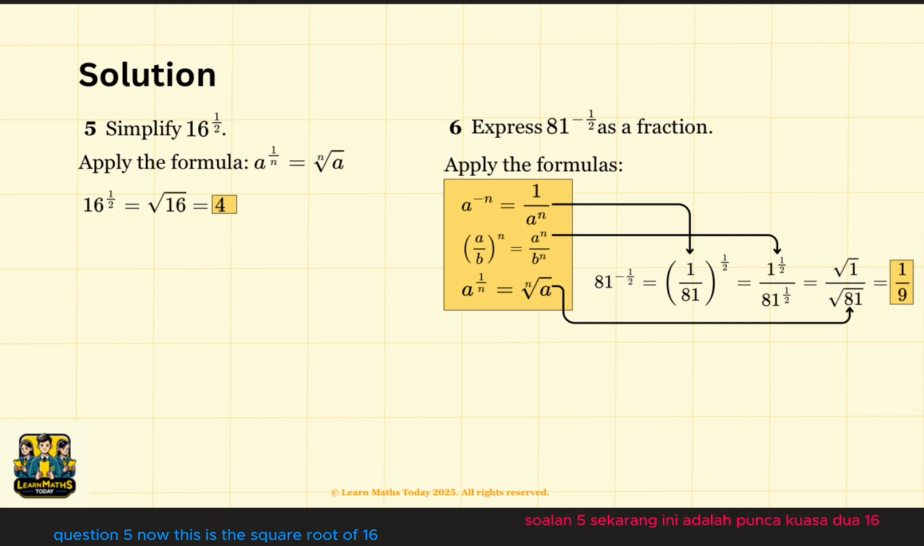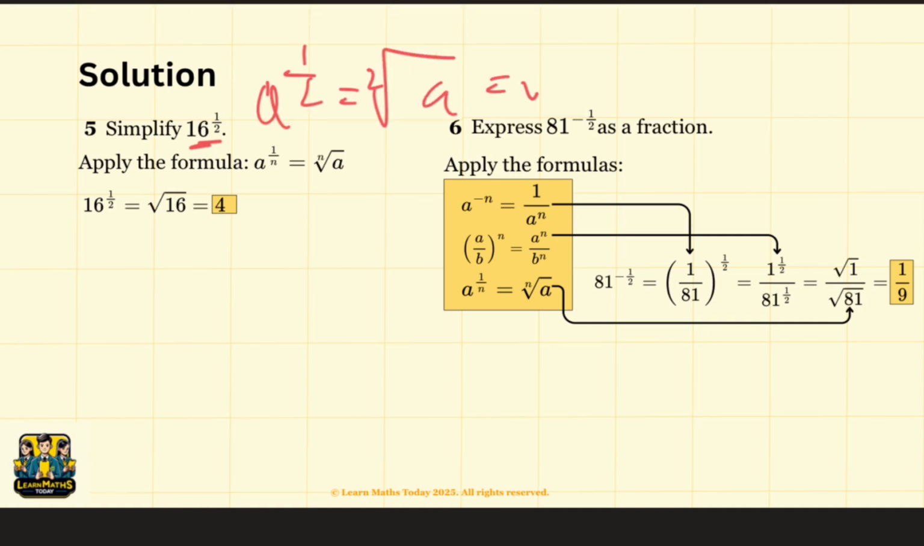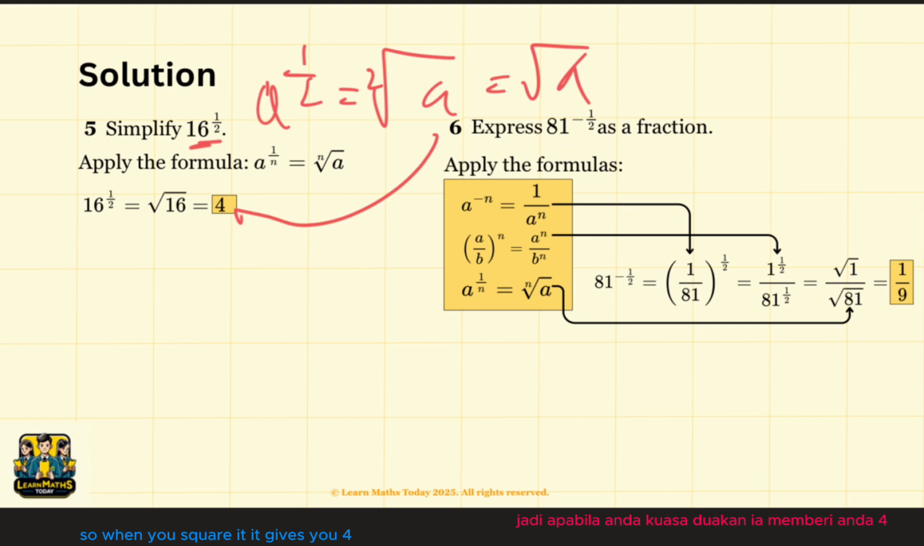Question 5. Now this is the square root of 16 because a to the power half is just square root a. So when you square it, it gives you 4. You can put in your calculator.